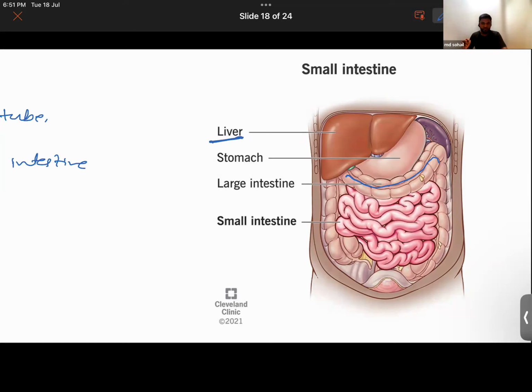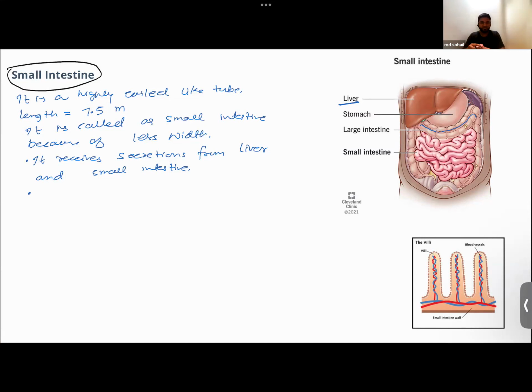Now, what happens in this small intestine? The food that is coming from the stomach, the complete digestion of food takes place inside the small intestine, and the food components are also absorbed here. Remember the steps of nutrition: ingestion, digestion, absorption, assimilation, and then excretion. So the step of absorption is done here.